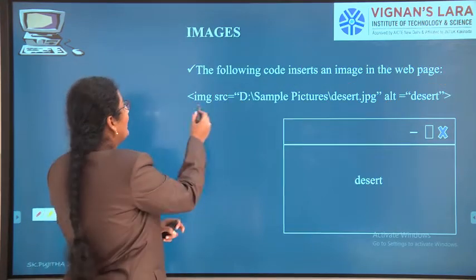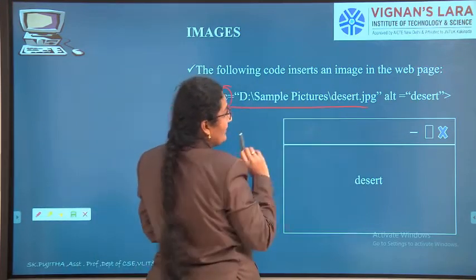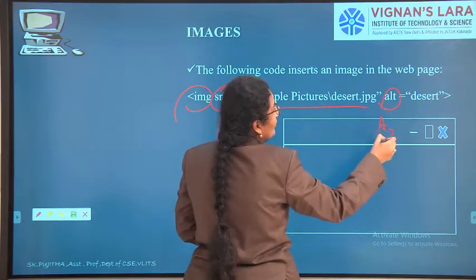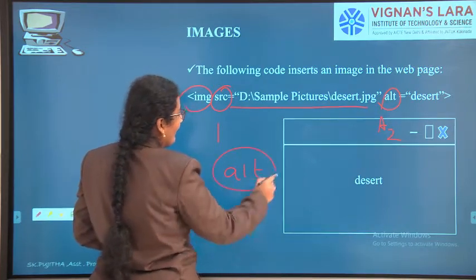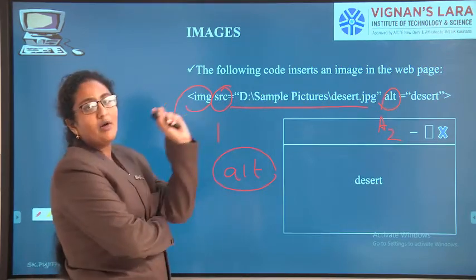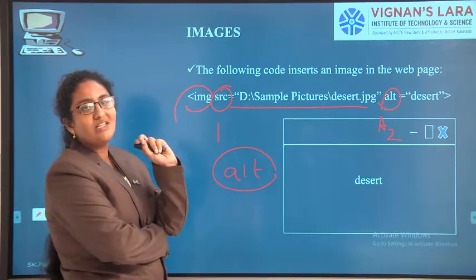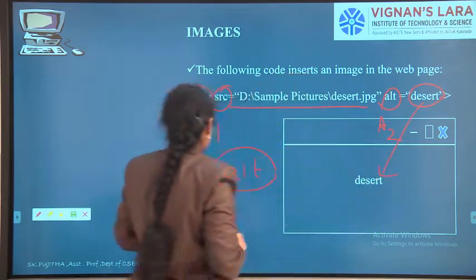So what we have? Image tag we have, attribute 1 we have, location we have, attribute 2 also we have. What is attribute 2? ALT. What do you mean by alt? Alternative. What will this do? If your browser fails to display the image, then it will display the alternative text.